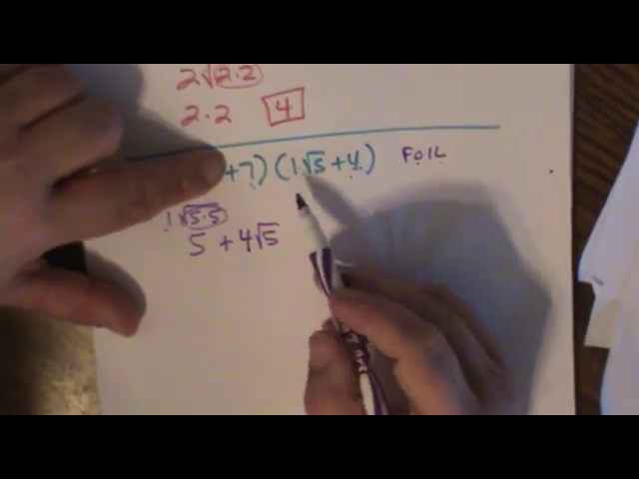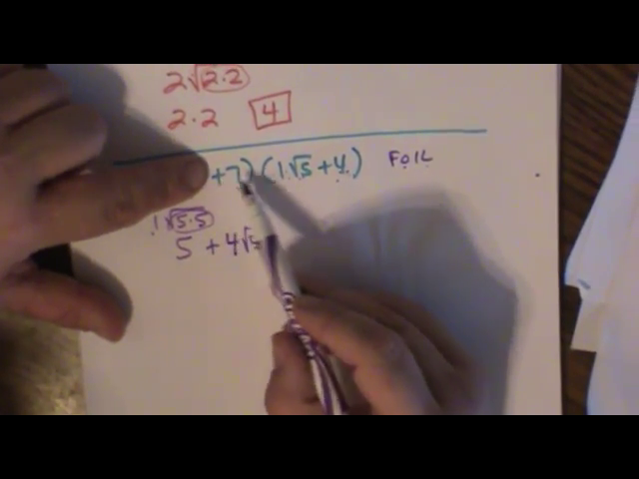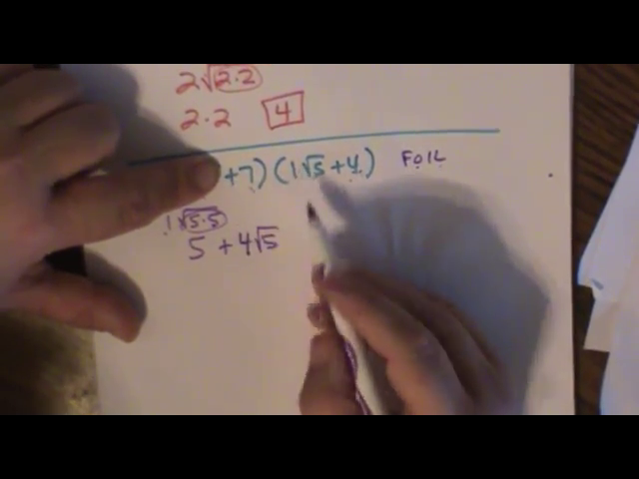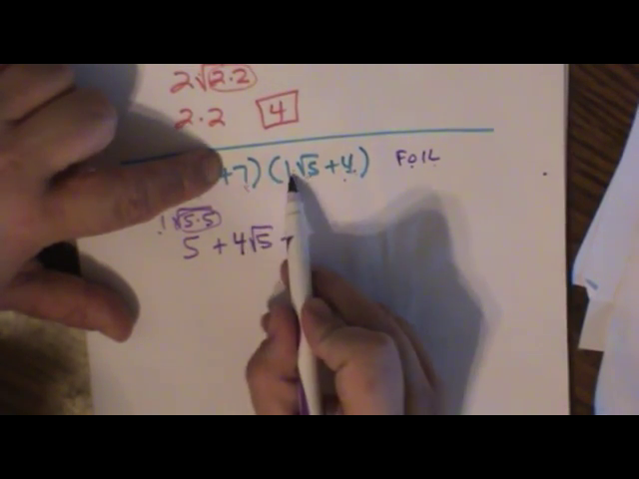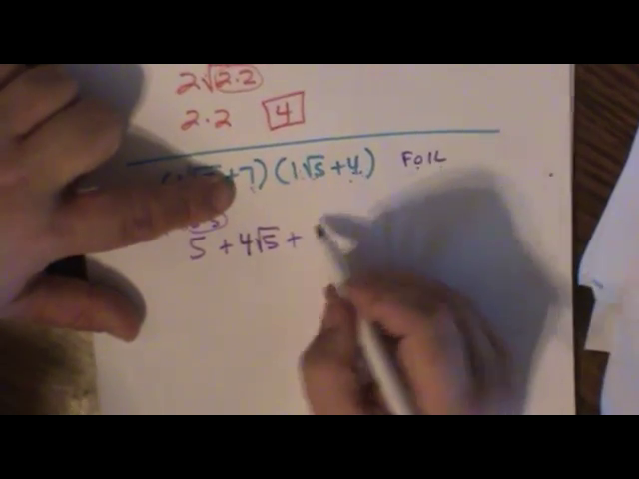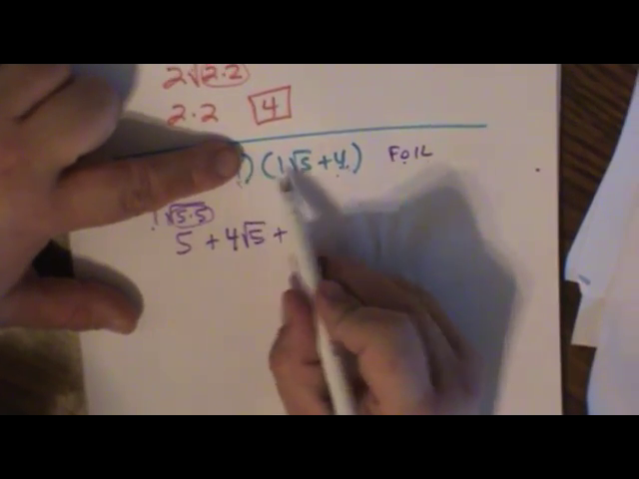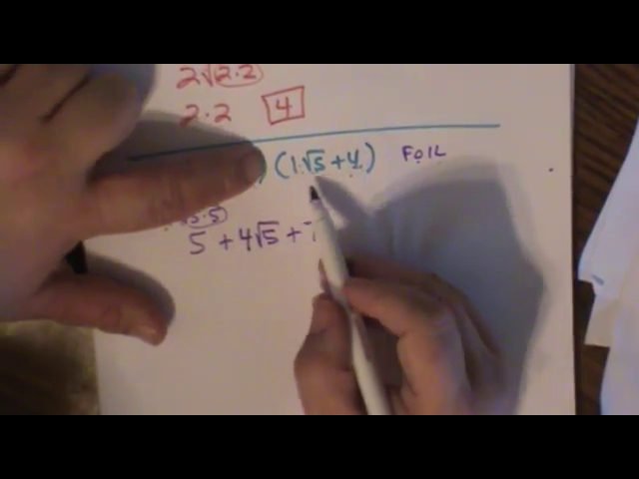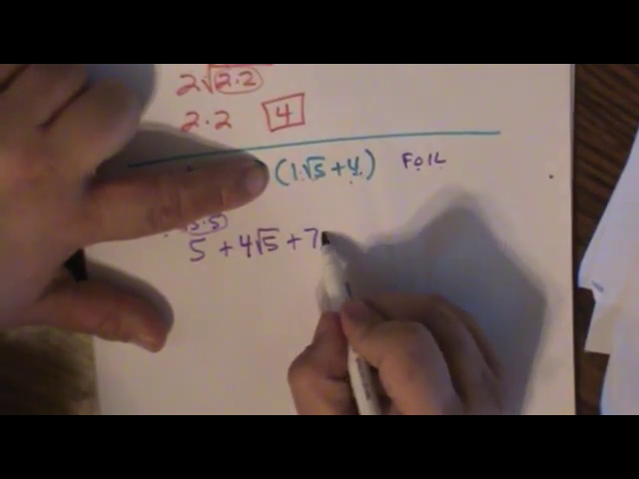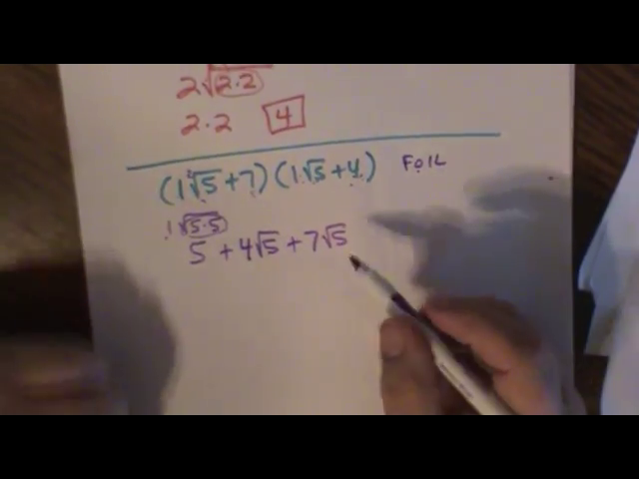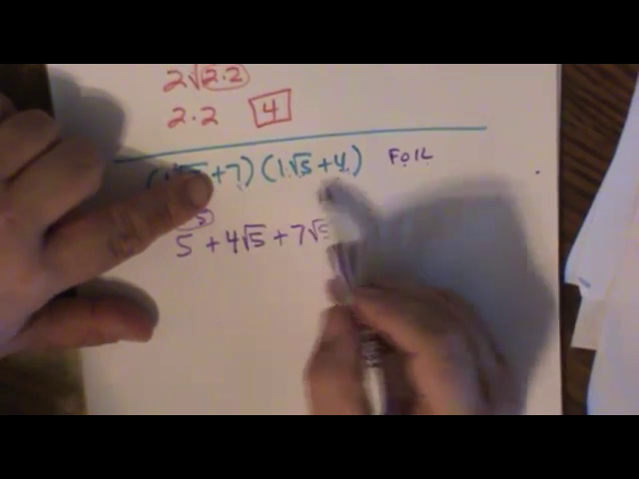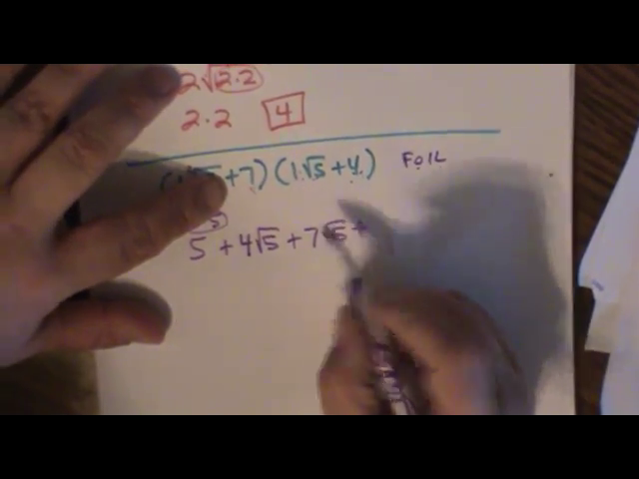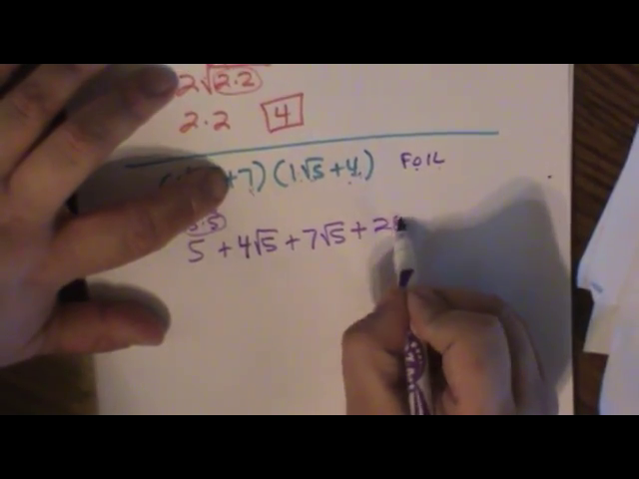Now let's do the inside and the inside. Positive times positive is positive. Coefficient times coefficient, 7 times 1 is 7. Then radicand times radicand. We don't have a radicand over here, so we just have this one right here. And then for our last term, positive times positive is positive. 7 times 4 is 28.